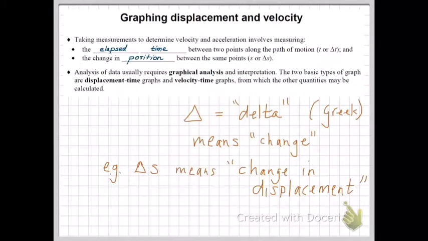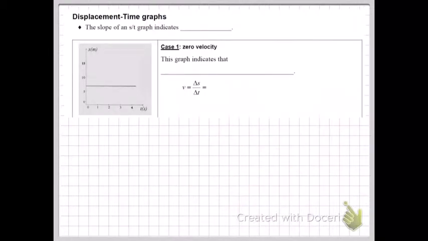Analysis of data usually requires graphical analysis and interpretation. This is especially true when we're doing experimental work. The two basic types of graph are displacement time graphs, which is the topic of this first video, and velocity time graphs, from which the other quantities may be calculated. So let's look at displacement time graphs.